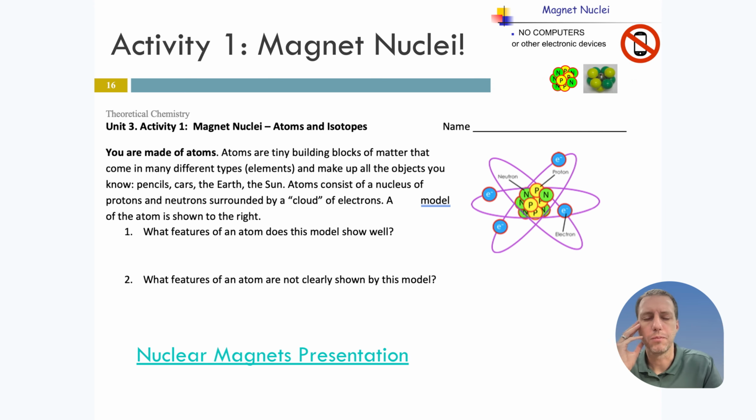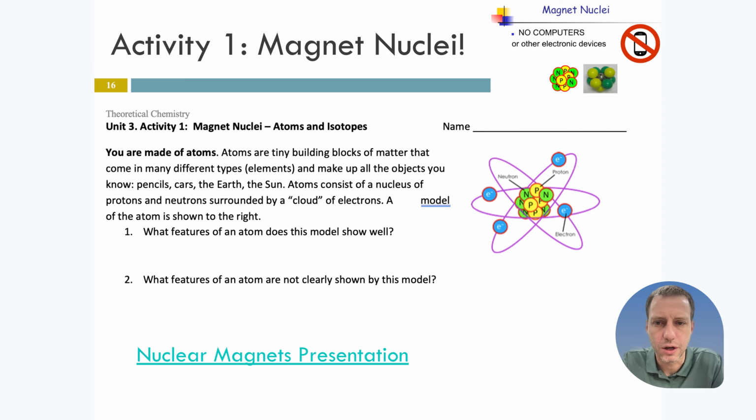So we see a model here off to the right. Go ahead and start by answering these two questions. What features of the atom does this model show well? Think about the location of the different subatomic particles. Think about what you know about the charge of subatomic particles, the size of the different features of the element, those electrons, the nucleus as a whole. Think about where the electrons are and what we've learned about that.